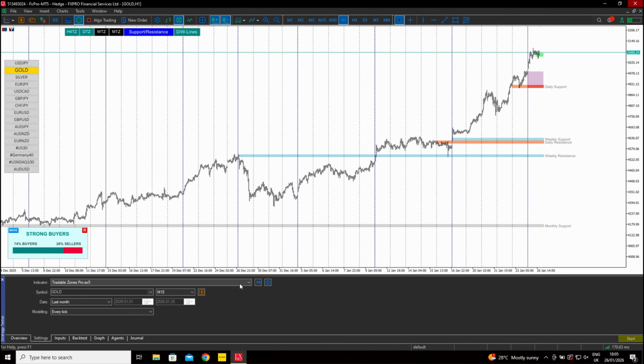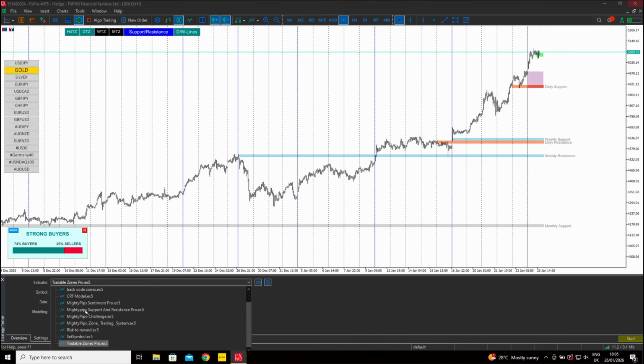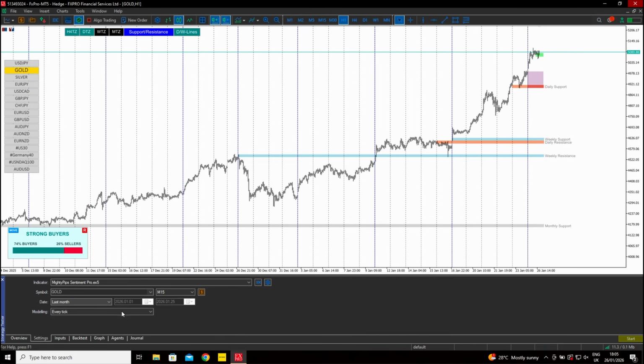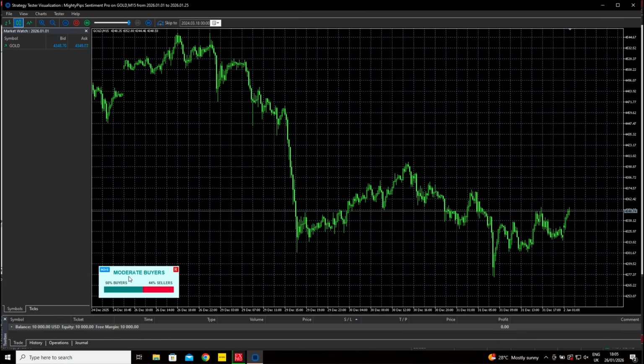So the next one I want us to test is this sentiment indicator right here. Right, let's test the sentiment indicator so that you can see how it works. All right, Mighty Pip Sentiment Pro. All right, so let me just run a simple test so that you can see how the trends change when that indicator is running. So you can see this is the indicator. Here it's fetching the data.